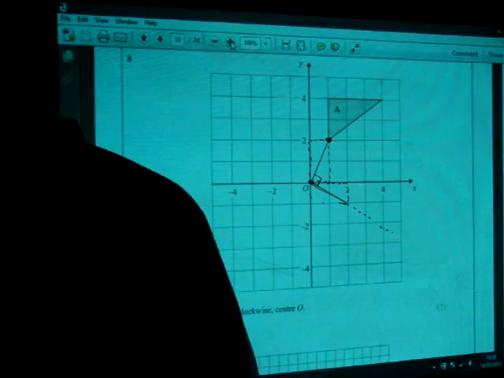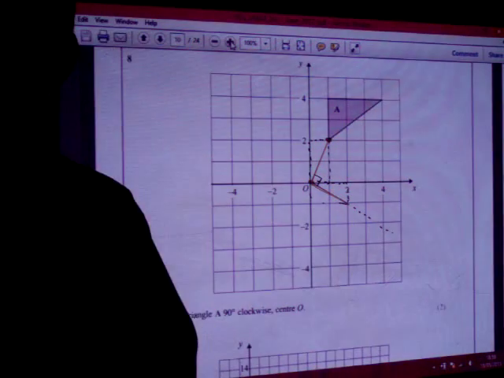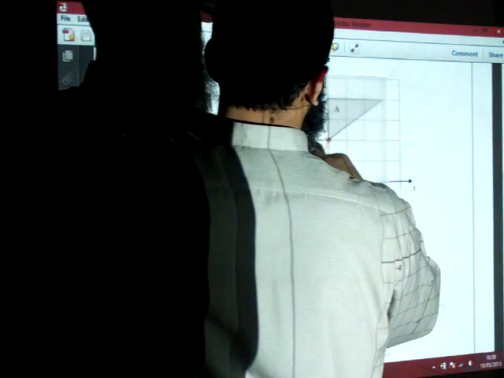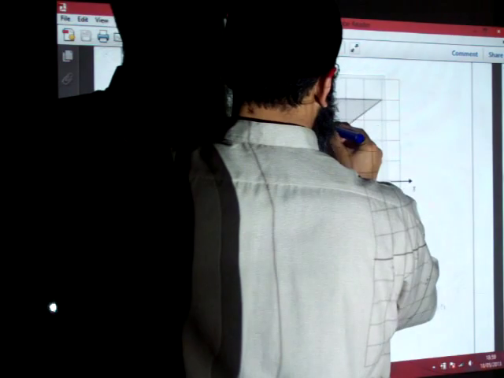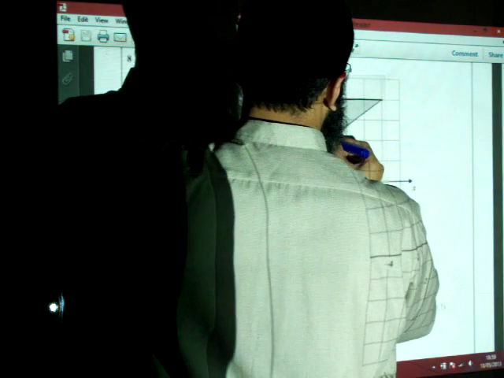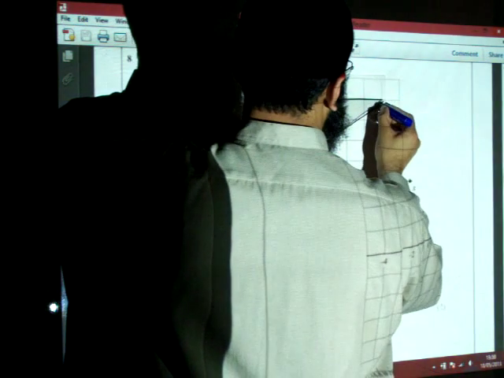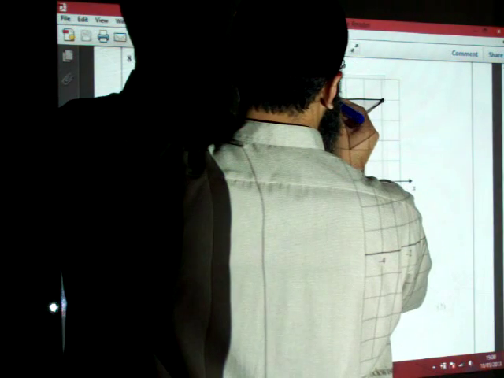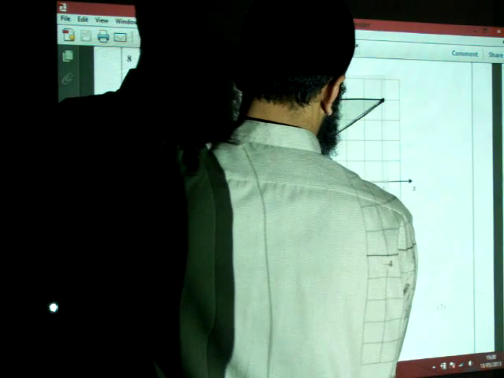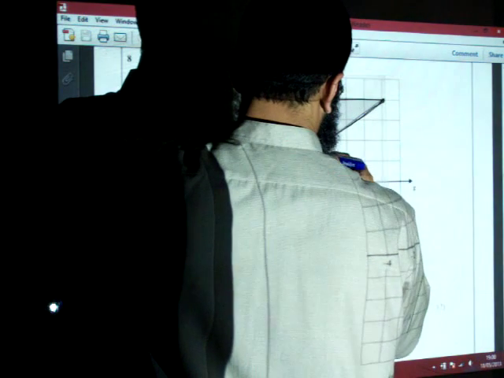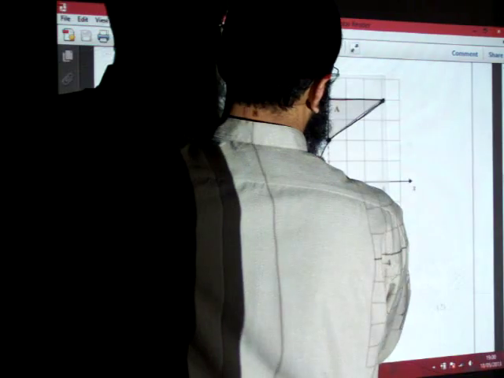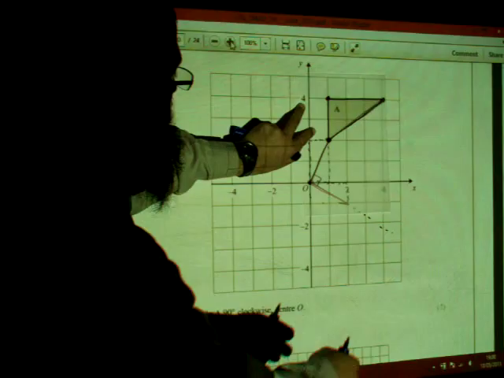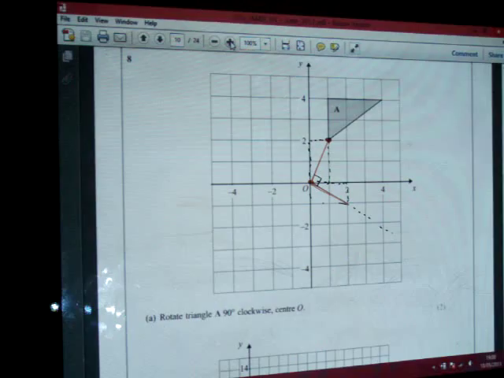Okay, now let's do it. You got your tracing paper? Yeah, I got my tracing paper. Okay, right. Let's trace them. So there's my shape with the tracing paper.